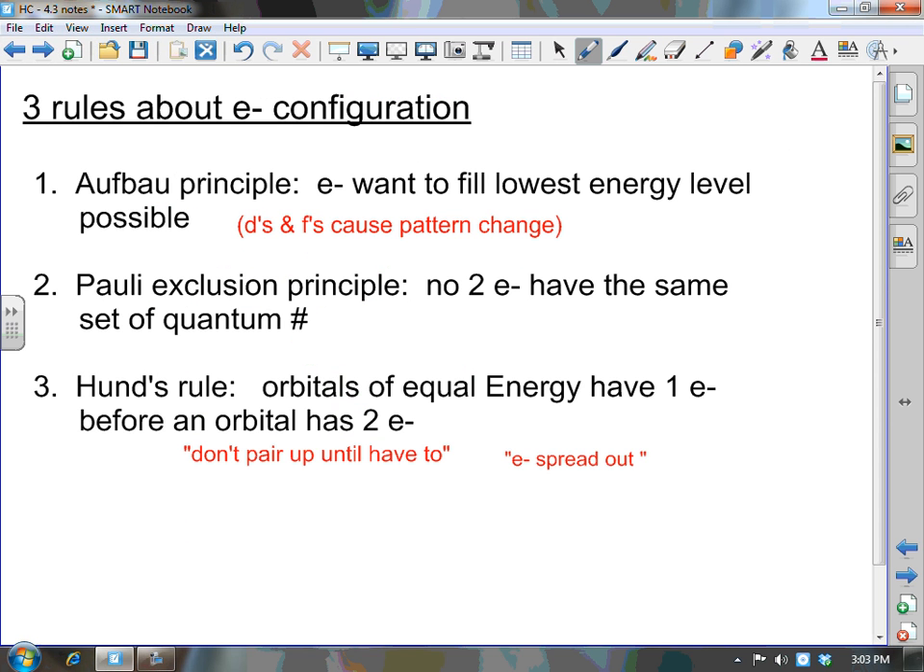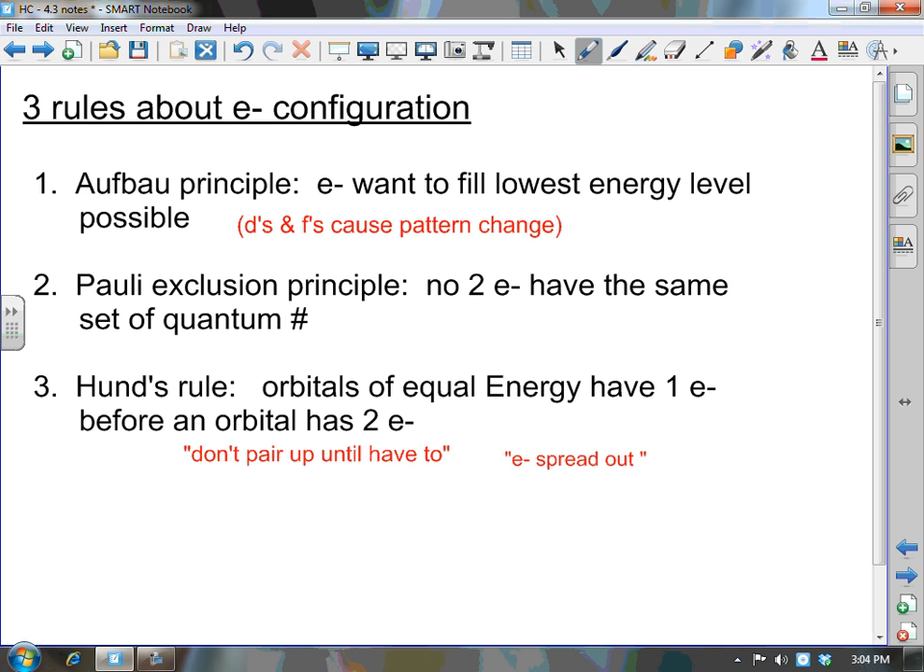All right, first of all, before we actually start writing these, a couple rules that you just have to pay attention to. These aren't definitions of things that we need to know, but they're rules to apply as we write these. First one's called Aufbau's principle. Basically, we just want to put the electrons in the lowest levels possible. We fill up the electron levels closest to the nucleus, and then we work our way out. Now, when we get to the D's and F's, they do cause a pattern change, so we'll talk about that.